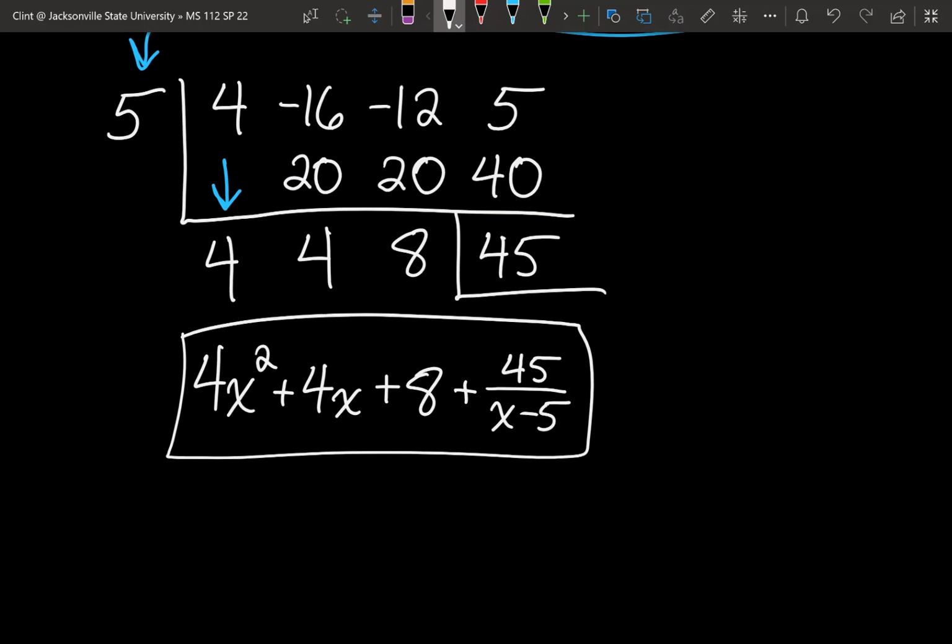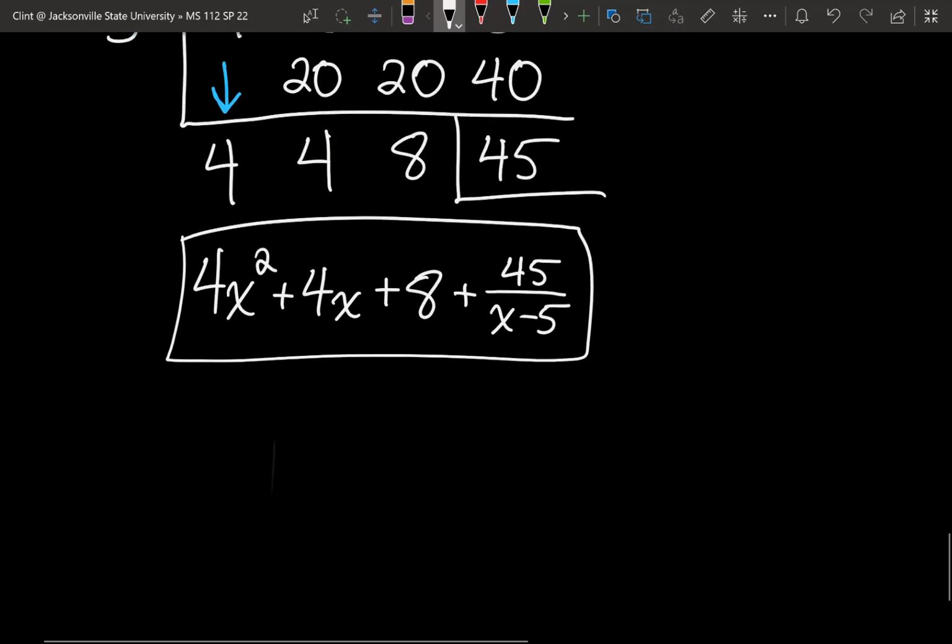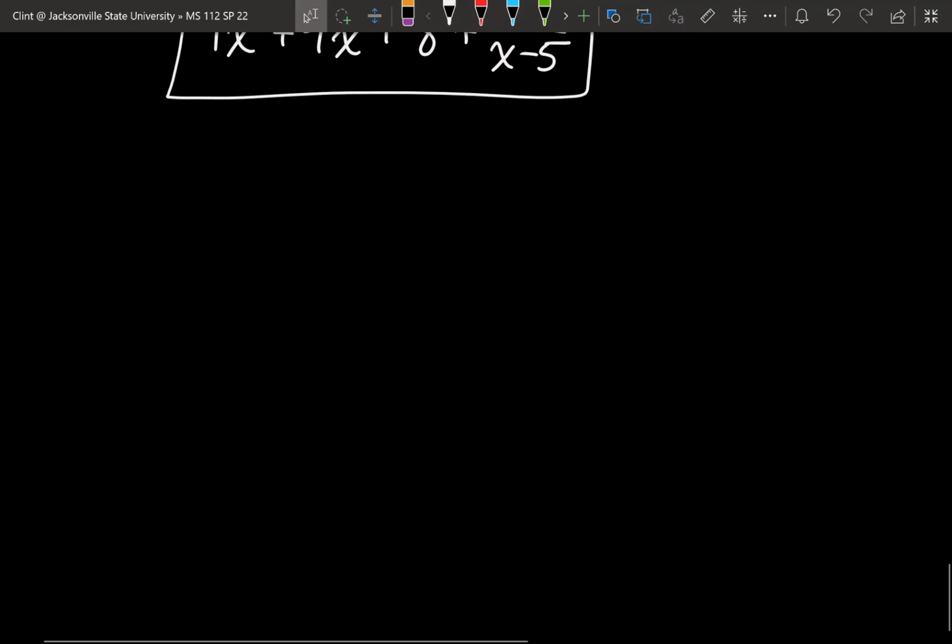Question on that one? Okay, let's do another one. These are weird at first looking at it because it doesn't seem like it makes sense, at least to me. Okay, let's do this one.